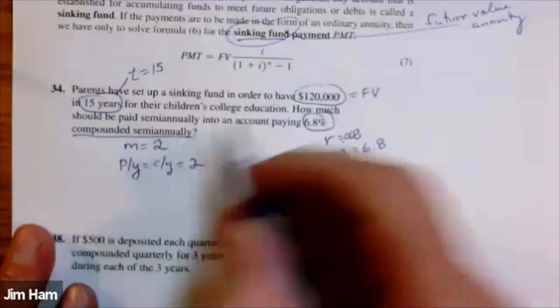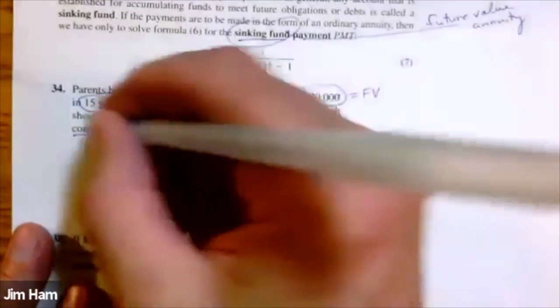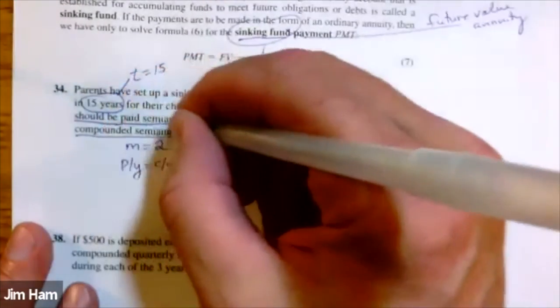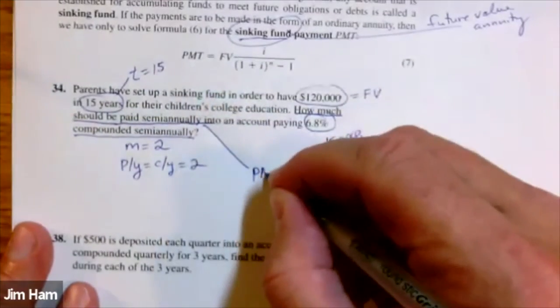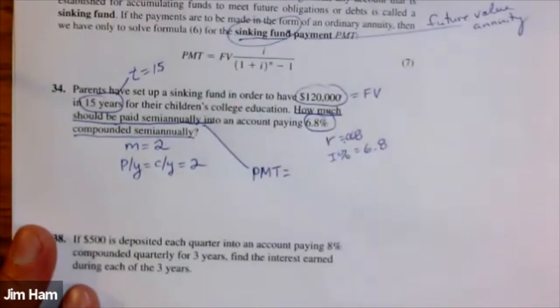Here's the question: how much should be paid semi-annually? This is the payment. So this is another problem where we're looking for the payment.